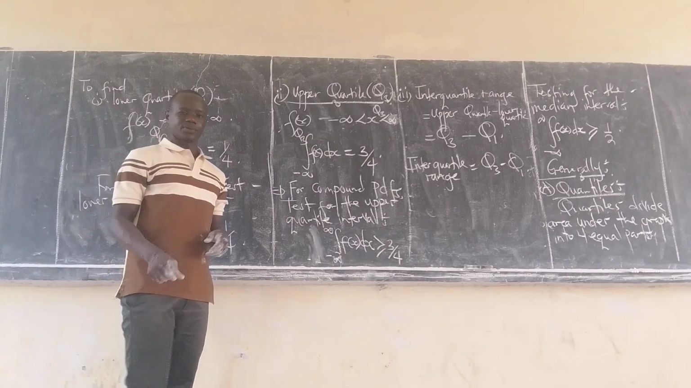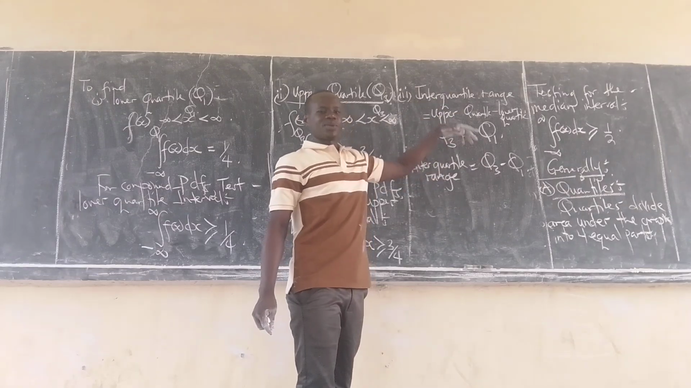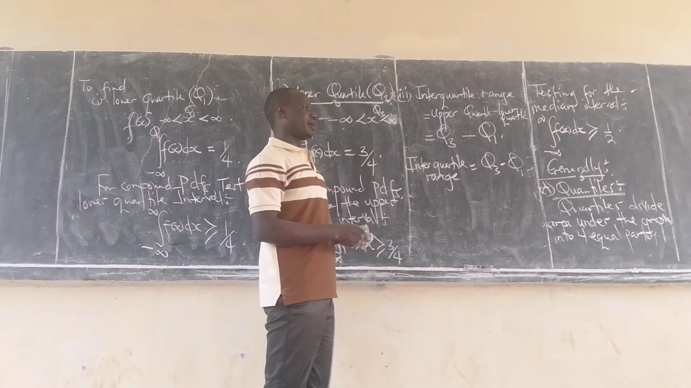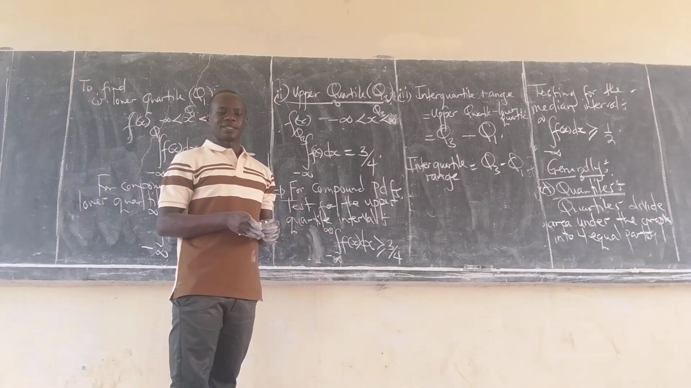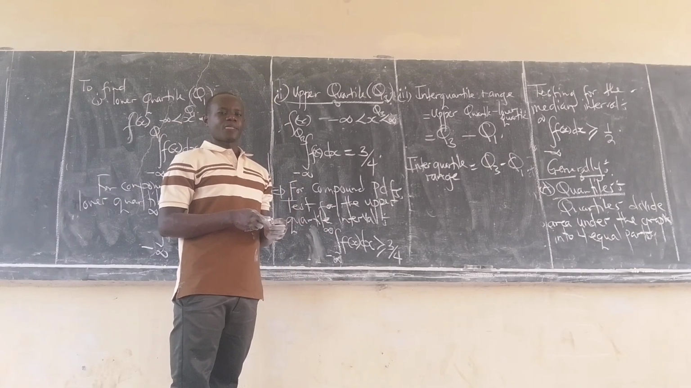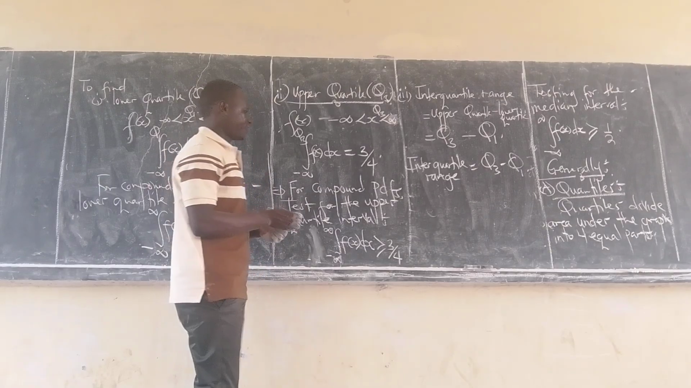Then you substitute, but you cannot go direct and get this one. So for this, you find the upper quartile separately and the lower quartile separately. Then you substitute them in the formula of the interquartile range.